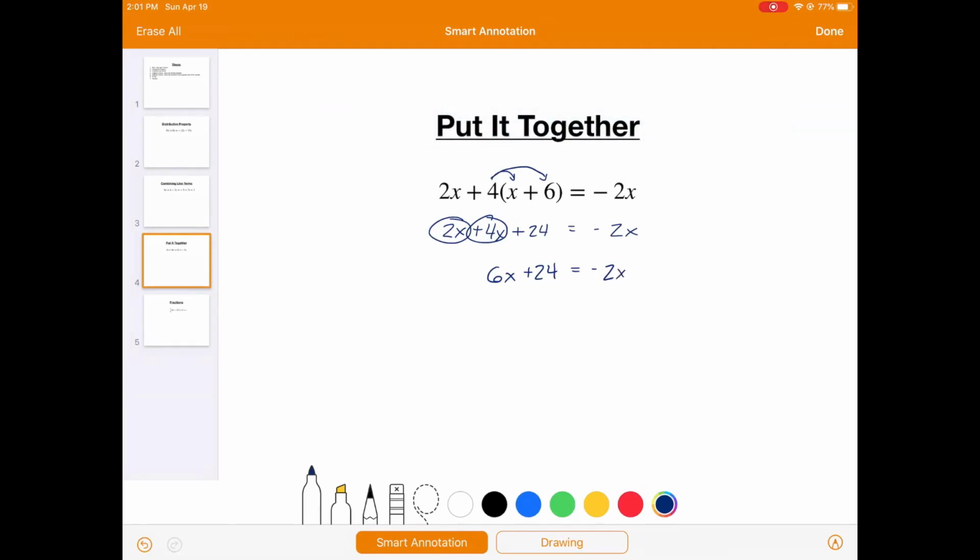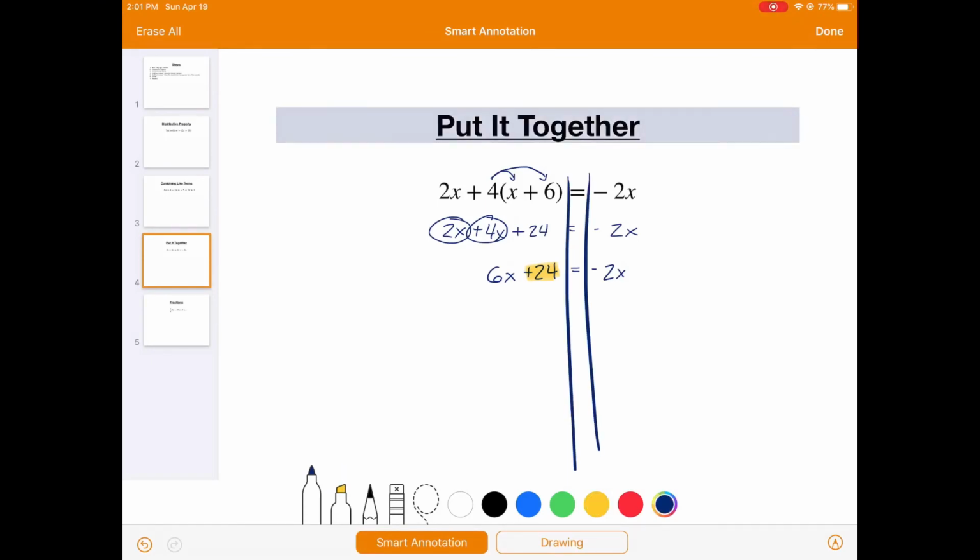And now this one looks a little different from the others because we only have a constant on one side. That constant is our positive 24. And since our goal is to get all of our variables on one side and all of our constants on the other, because we already have a constant on just one side, I'm going to suggest getting rid of the 6x instead of the negative 2x, even though negative 2x is smaller. So I'm just going to subtract that on both sides. And I'm left with 24 is equal to negative 8x.